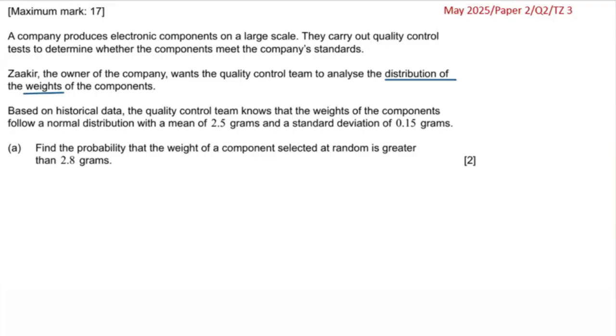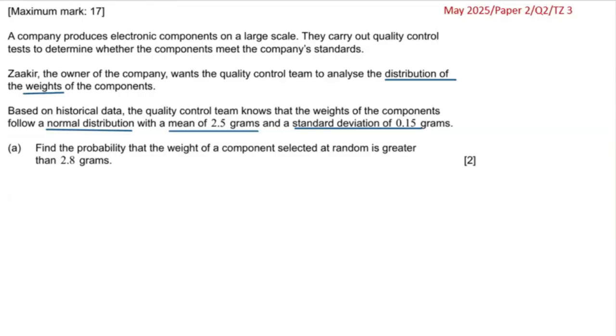Nowhere does the question say yet that it's normally distributed data, but still, remember that normal distribution works with continuous data. Based on historical data, the quality control team knows that the weights of components follow a normal distribution, right? With a mean of 2.5 grams and a standard deviation of 0.15 grams. Part A. Find the probability that the weight of a component selected at random is greater than 2.8 grams.